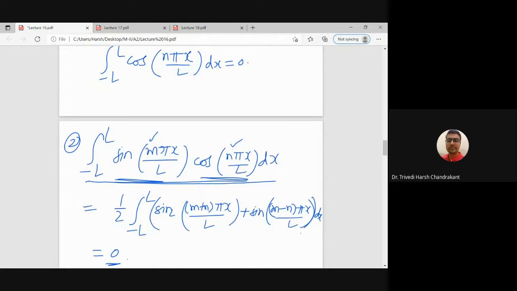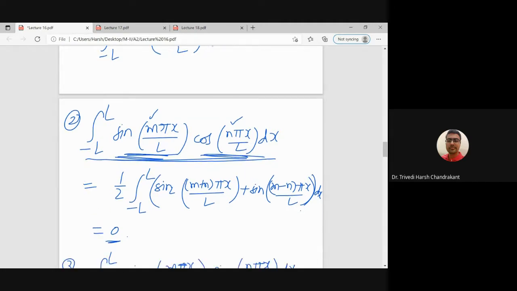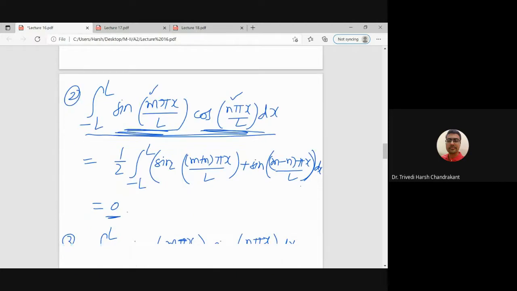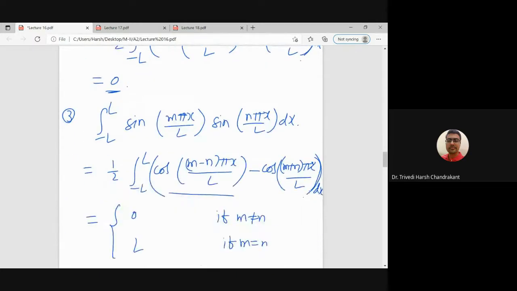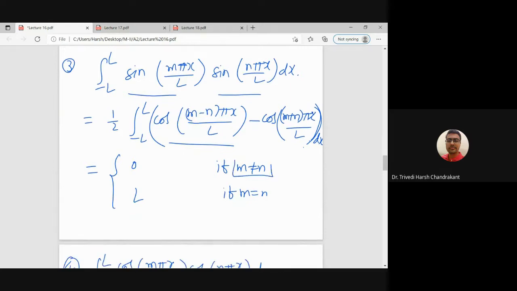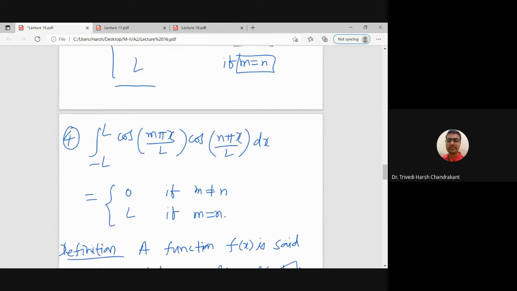Here we have proved that the inner product of sine(m pi x by L) with cos(n pi x by L) is 0 for any value of m and n. But in this formula, when we have the same function, there are two cases: either m is equal to n or m is not equal to n, and depending on that, the value of the integration is either 0 or L. Similarly for the cosine function.